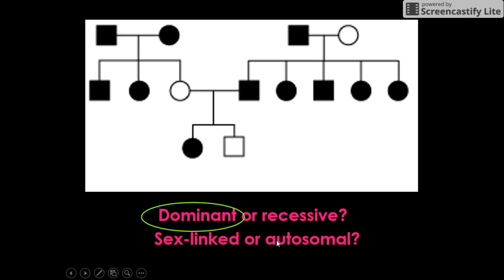Sex-linked or autosomal. How many boys are affected? I'm going to count the squares. 1, 2, 3, 4, 5. 5 males are affected. Let's count the females now. 1, 2, 3, 4, 5, 6. 5 males, 6 females. It's definitely not sex-linked. It is autosomal because they're roughly equal.